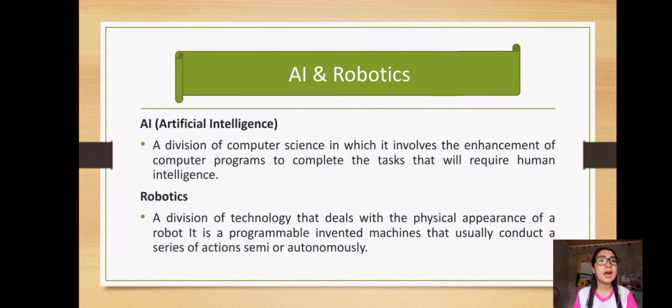Then AI and robotics. AI, or artificial intelligence, is a division of computer science which involves the enhancement of computer programs to complete tasks that would require human intelligence, while robotics is a division of technology that deals with the physical appearance of robots. It is a programmable invented machine that usually conducts a series of actions semi-autonomously or autonomously.